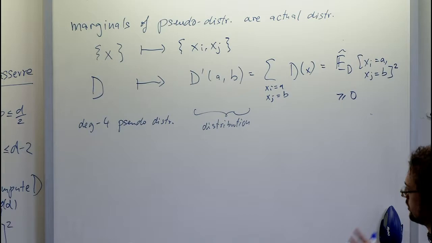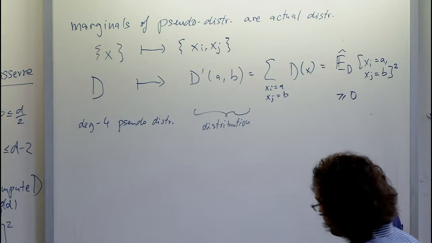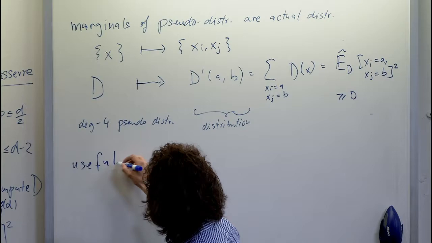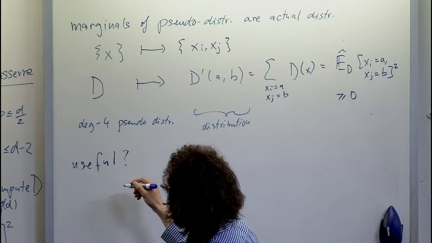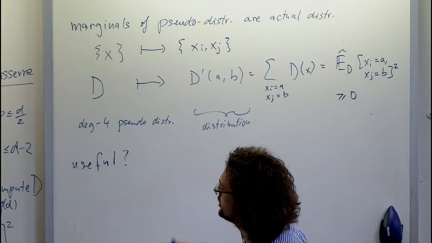And you can also check that it sums up to 1. So that means that it's a distribution. Okay. Now, we have these two properties, and the question is, what can we use it for? And the idea is that we can use conditioning in order to create a new pseudo distribution where the variables are uncorrelated.